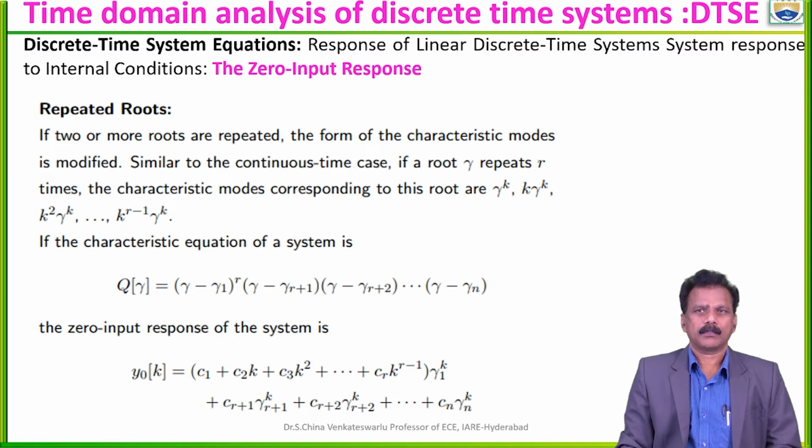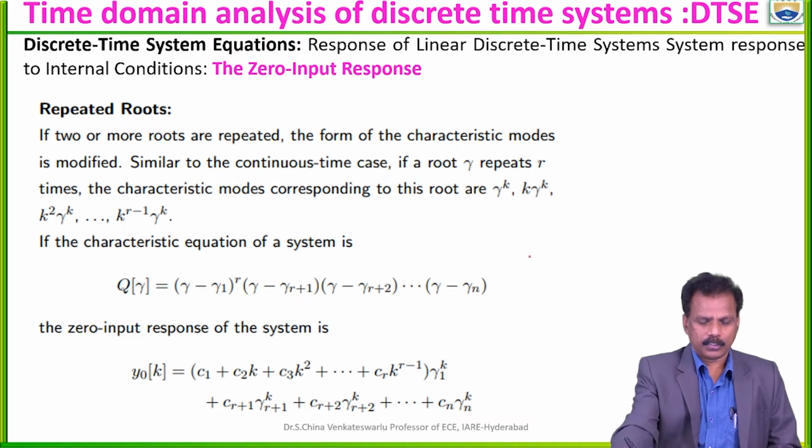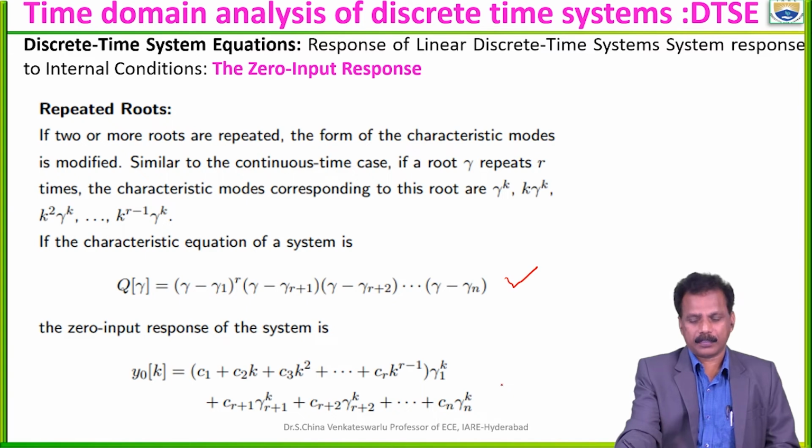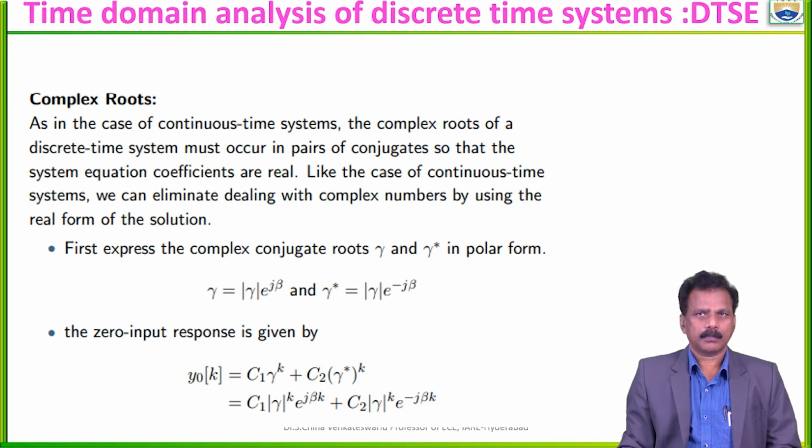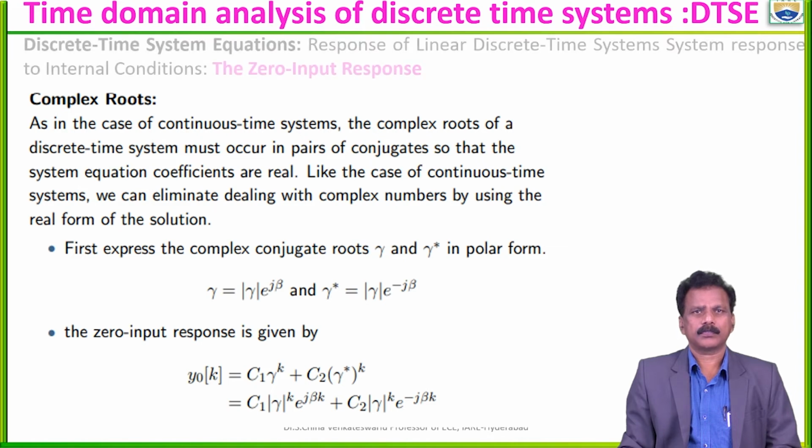If a root gamma repeats r times, the characteristic modes corresponding to these roots are gamma to the power k, k gamma to the power k, and so on. If the characteristic equation of the system is like this, the zero input response of the system is y naught of k equal to this expression. Now we have to consider one more case, the complex roots.